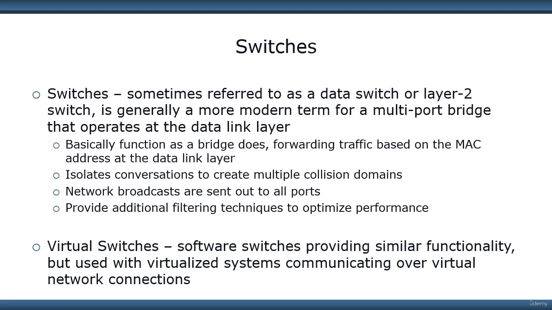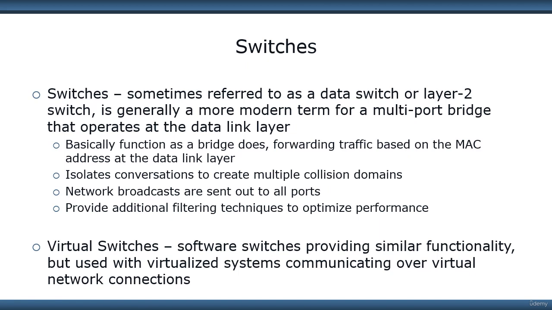And each of those ports is isolated. So the switch can isolate conversations between ports 1 and 4 at the same time that a conversation is happening between ports 2 and 3. This creates multiple collision domains. Now remember, network broadcasts are still sent out all ports, and so they don't provide extra broadcast domains, but it does greatly increase performance. It's night and day comparing a hub to a switch in relation to collision domains. Switches can also provide some additional filtering techniques to optimize performance.